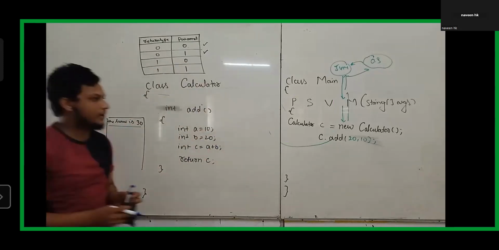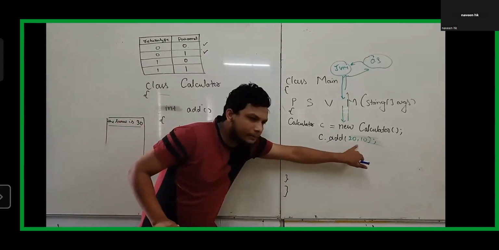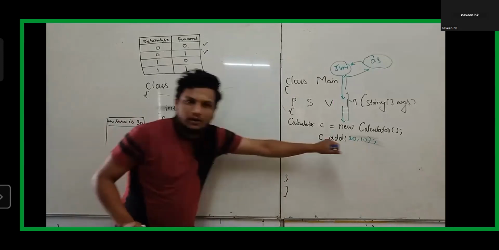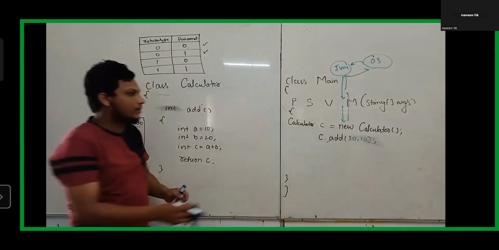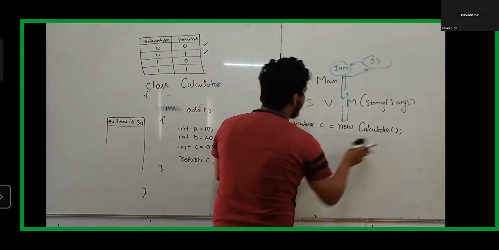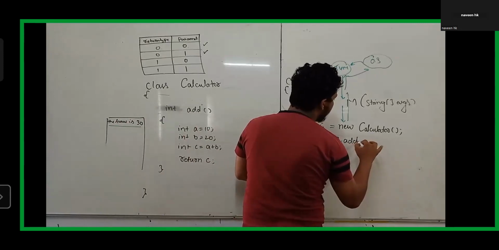Okay, so let me come back here. Now tell me, when I'm calling the add method, do I need to pass a parameter here? Is it collecting any? No, then you should not pass one. Yes or no? Then I'll remove this. I'll write C dot add method here.